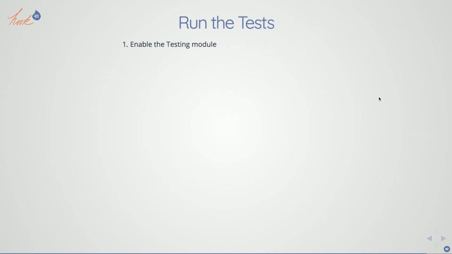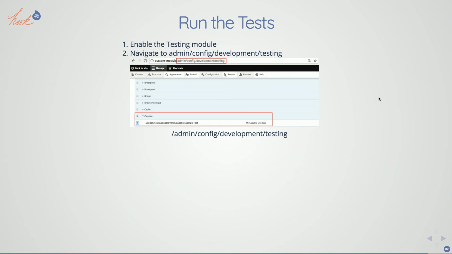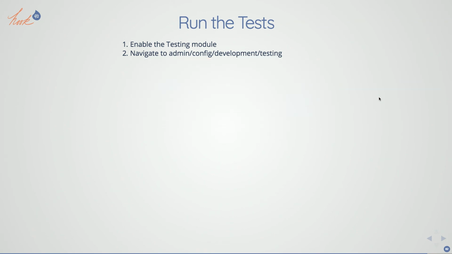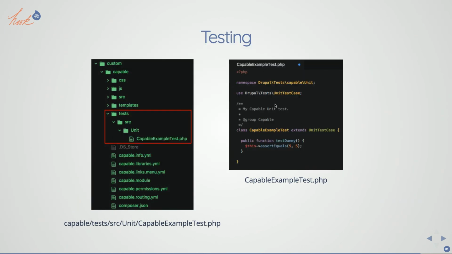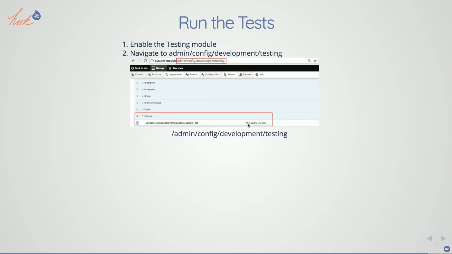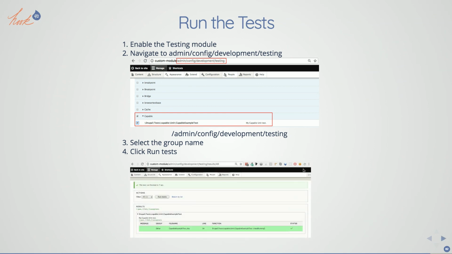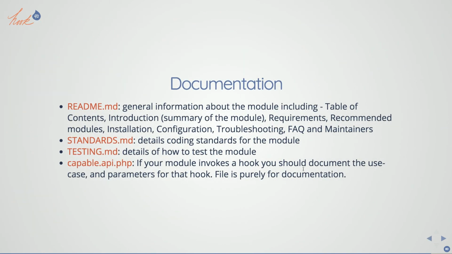And then to run the test, you have to enable the testing module, which comes with core. You need to navigate to admin config development testing, which is right there. You need to find your test. When you make your test, there's this little section that's going to be in code, and that's going to be where it lives on the list of tests. So it's easier to find if you give it a group. So that's why that's under capable. You select the group name, you click the test you want to run, and hopefully it turns out green and not red, because red's a bad color.